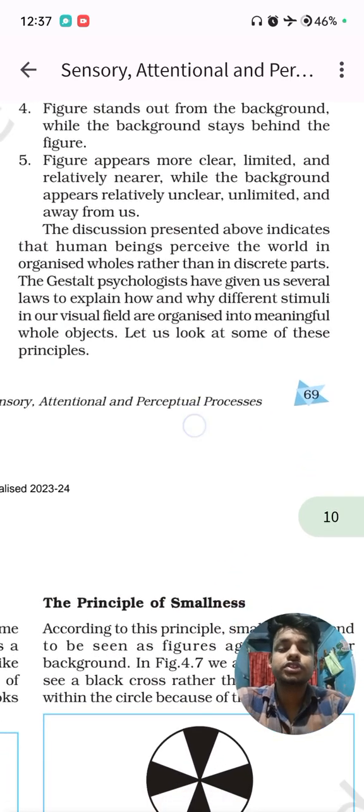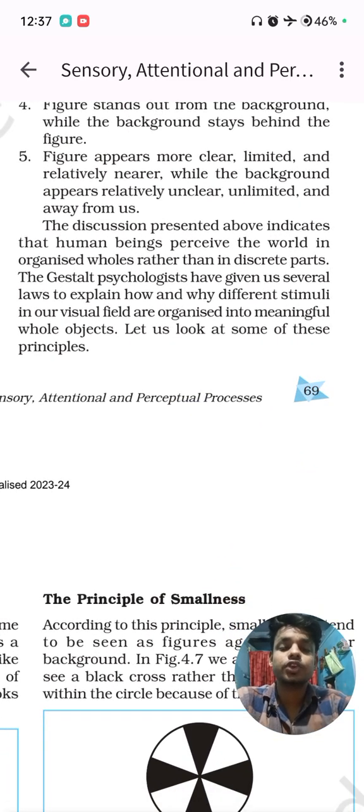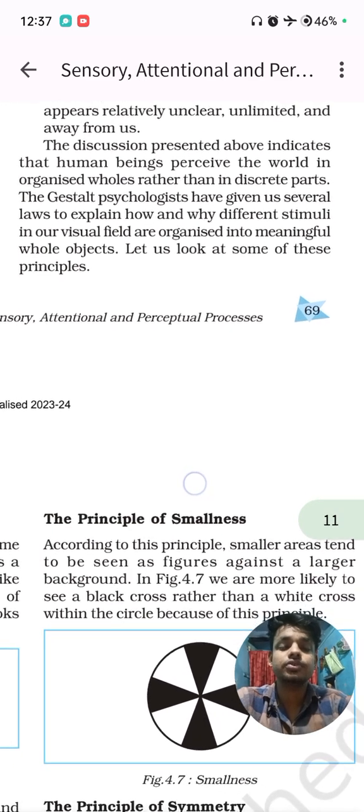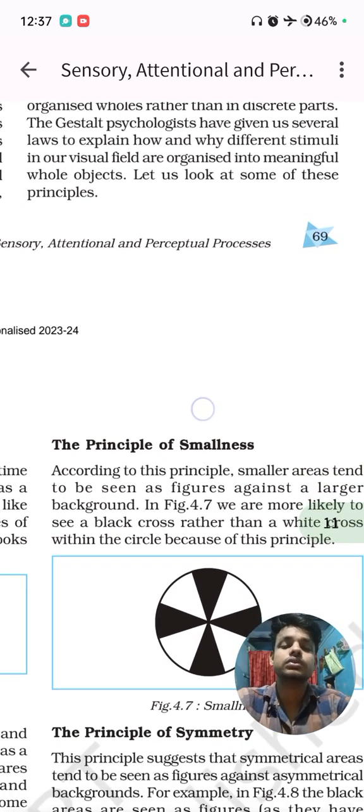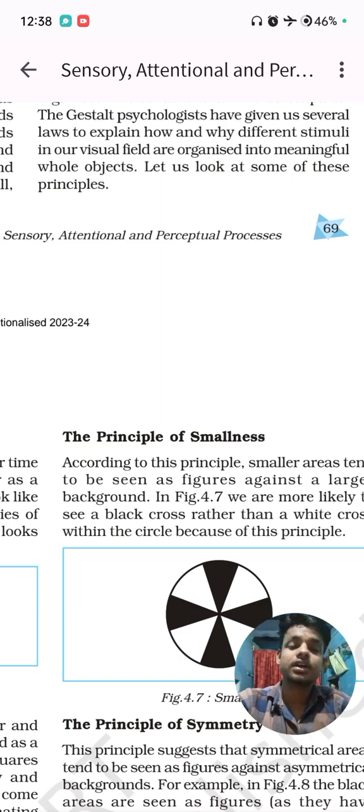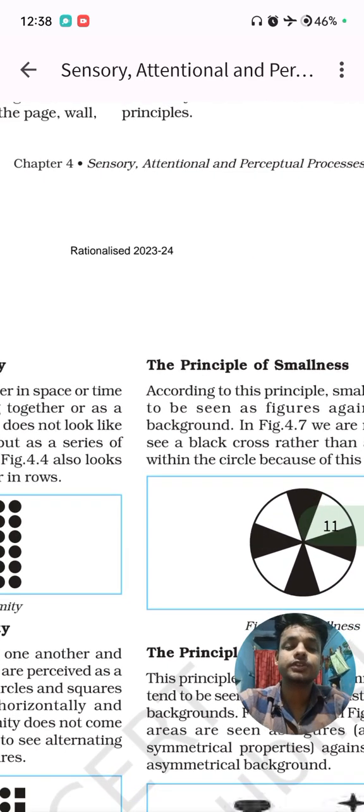This discussion presents the indication that human beings perceive the world as a whole rather than as discrete parts. The Gestalt psychologists have given us several laws to explain how and why different stimulation in our visual field is organized into meaningful whole objects. Let us look at some of these principles.